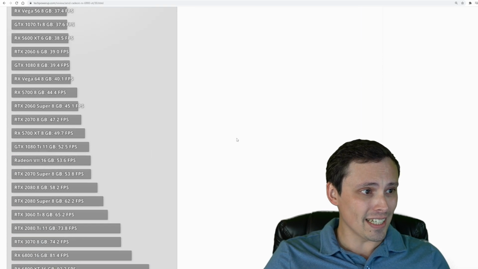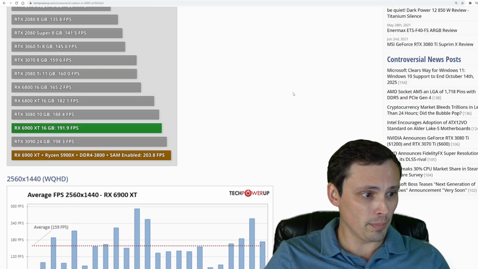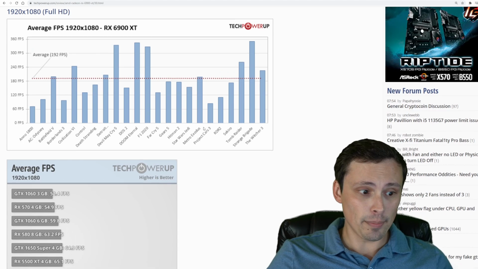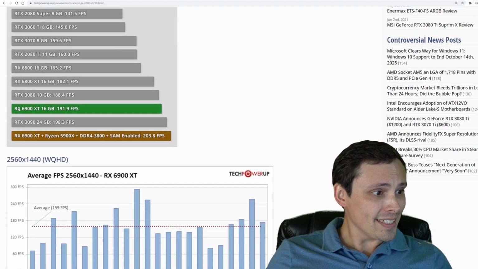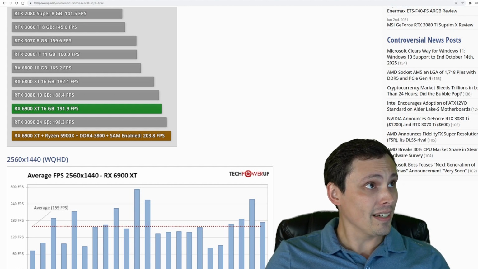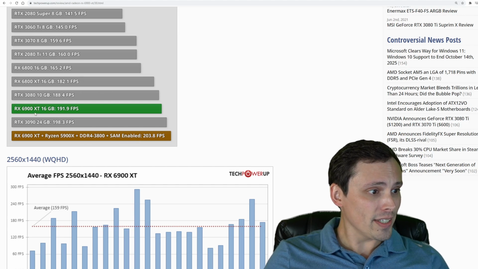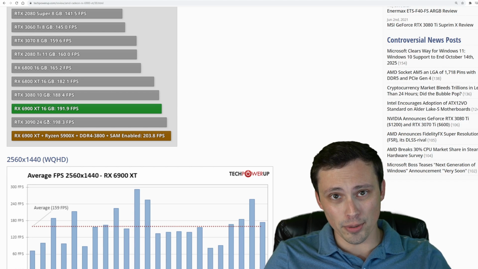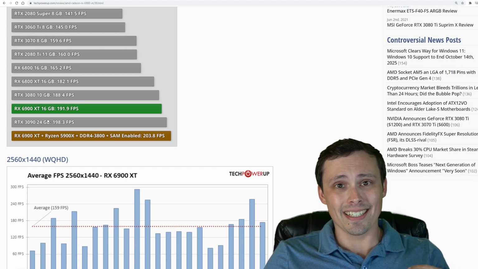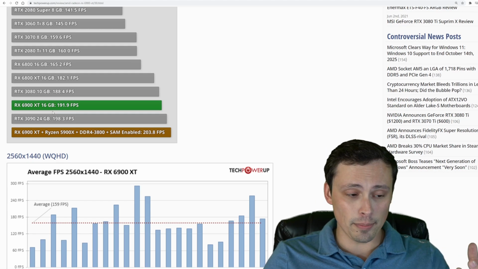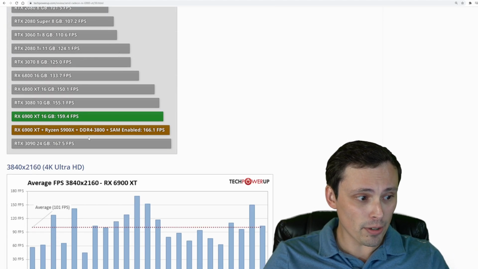If you go to various sites, like for example TechPowerUp, you can see that at lower resolutions, like 1080p, the 6900 XT is extremely close to the 3090. Ignore this one down here. This was them testing the smart access memory and all of that. But this was very close to the 3090. Now, if you look at other reviewers, they even have the 6900 XT beating the 3090 at lower resolutions, like 1080p and 1440p. At TechPowerUp, they don't have that.